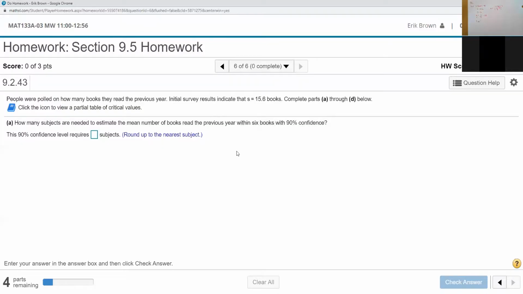The reason I knew is because it said how many subjects are needed to estimate the mean. The other clue is... Oh, that's me. Got it. Good, good. There's one other clue. The only formula that has an S in it, a standard deviation, is the formula for the mean.